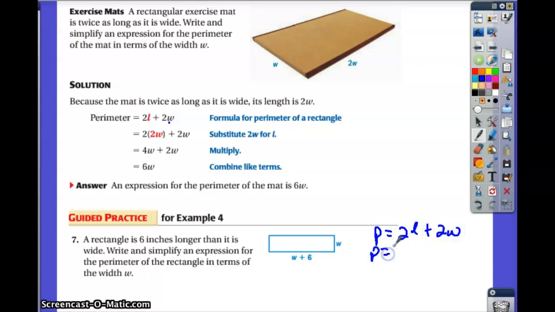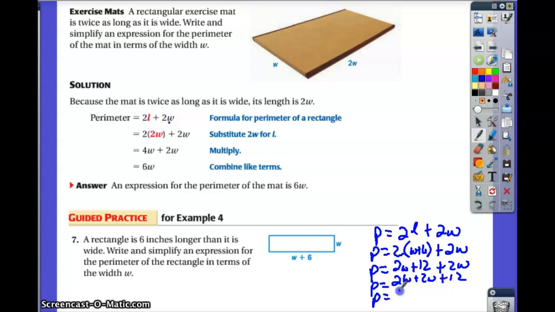Our formula for perimeter again is P equals 2 times the length plus 2 times the width. Substitute in: 2 times the length, which is w plus 6, plus 2w. Again, using the distributive property, 2 times w is 2w plus 2 times 6 is 12, plus 2w. Using the commutative property, reorder: 2w plus 2w plus 12. And then our answer would be 2w plus 2w is 4w, plus 12, is our simplified answer. So the expression for the perimeter of this rectangle would be 4w plus 12.